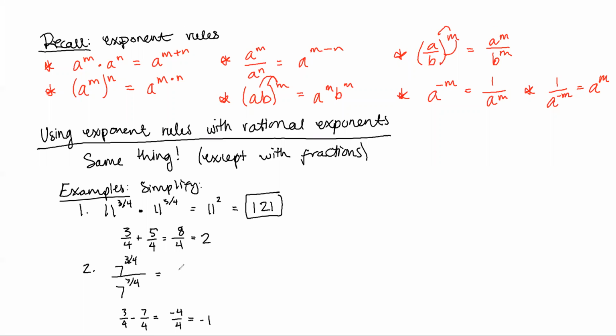So now keep the base, write our new exponent. And we don't like negative exponents. So you always want to make sure you're getting rid of those. And we're going to do that by moving it down to the bottom of its own fraction. So this is going to become 1 over 7 to the positive first. And 7 to the first is just 7. So this is 1/7.